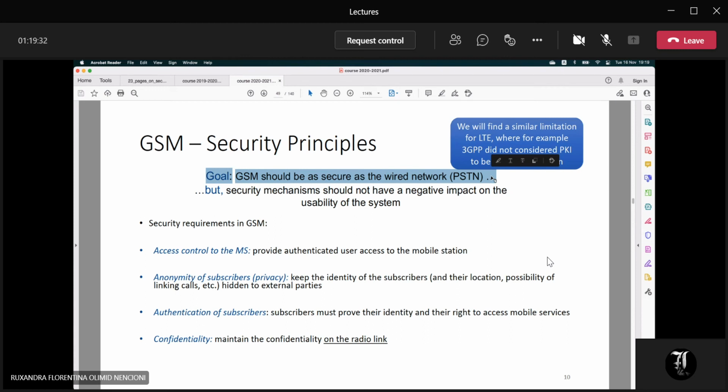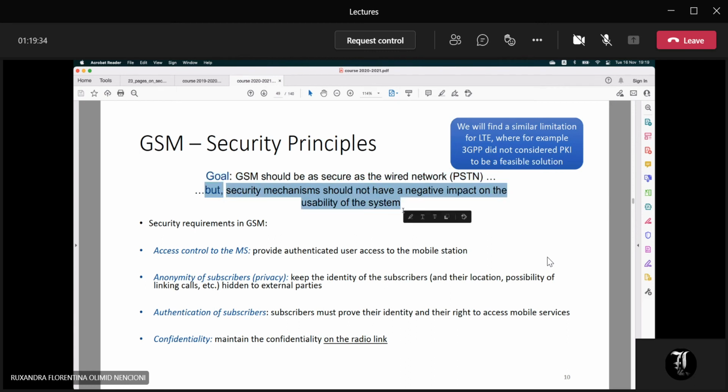But like all the time, security mechanisms should not have a negative impact on usability. And here we have a problem, because we always have a trade-off between usability, efficiency, and security, and it will impact us a lot, and we will see that. Access control to the mobile station. I need some authenticated user access. How can I do that? Nowadays on the phones, I need a code to open it, or a pattern or something to get access to the mobile station.